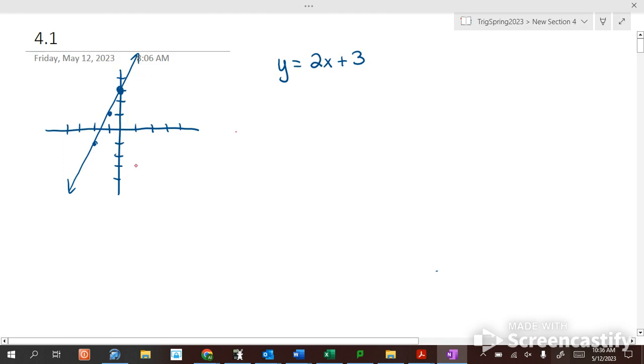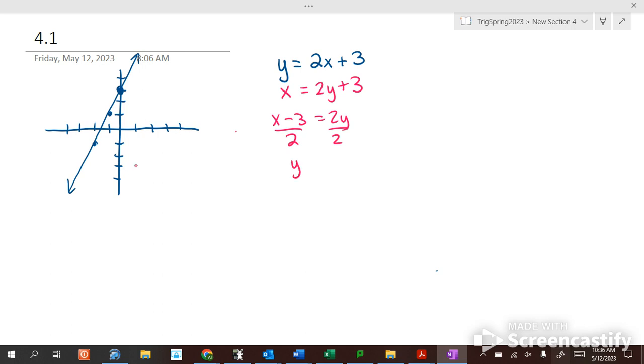What's the inverse of this function? How do we find an inverse of a function? Yeah. Switch the y and x. Good job. You did this not long ago in algebra 2. So then, if you subtract 3 and divide by 2, y equals x minus 3 over 2.